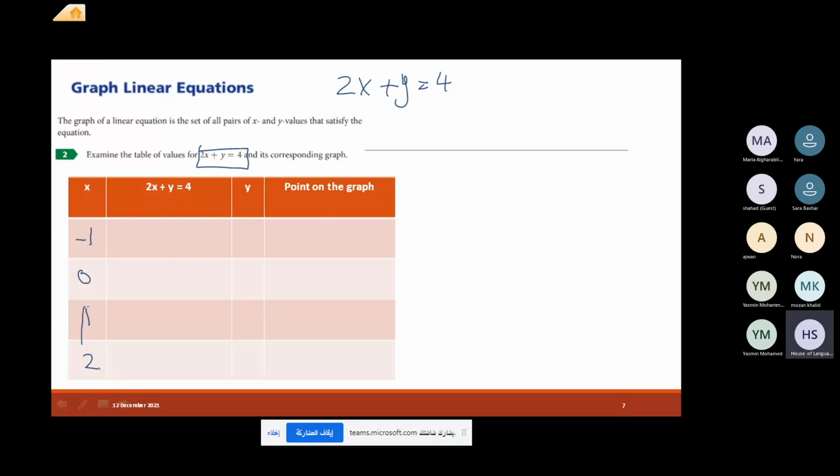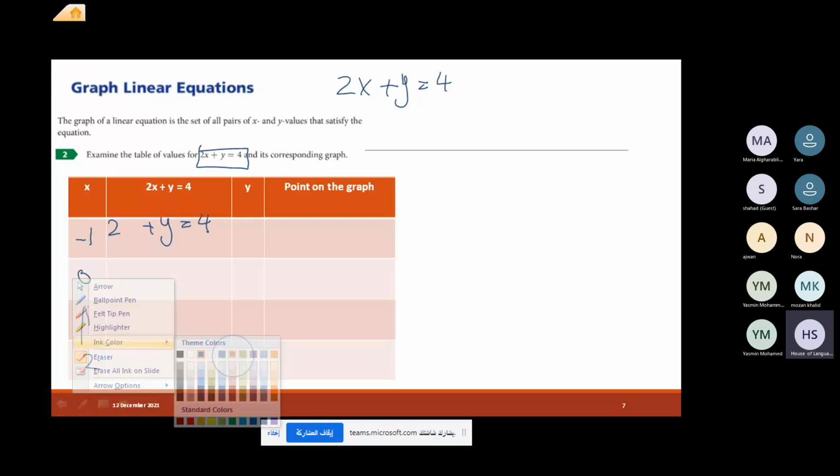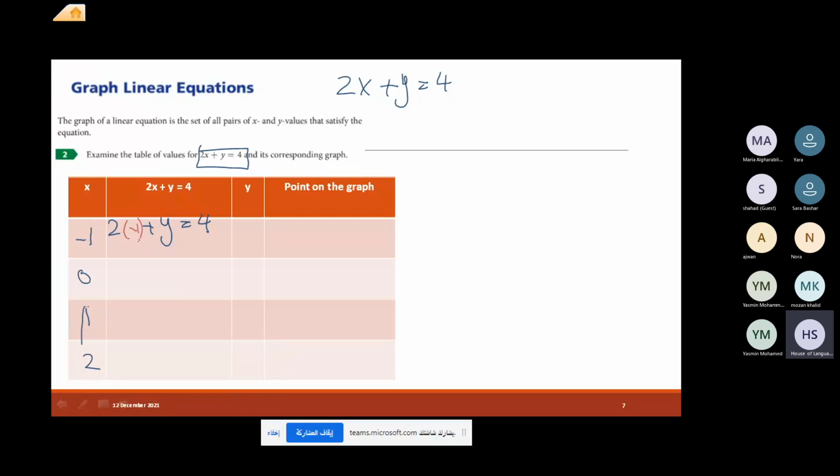How? 2x plus y equals 4. This is my equation. But now, instead of x, what do I have to write? -1. So instead of x, I will write -1. Now next, 2 times -1, -2. Plus y equals what?